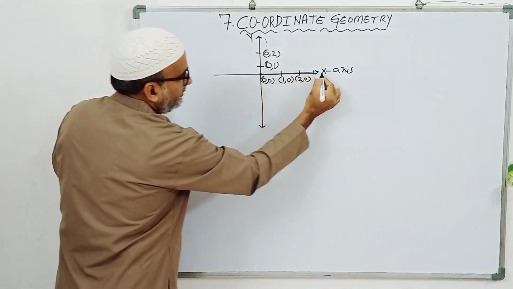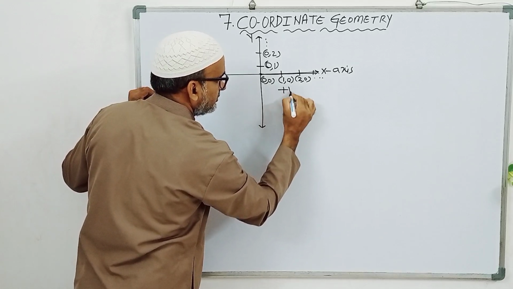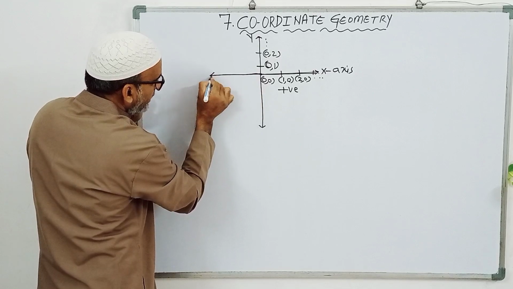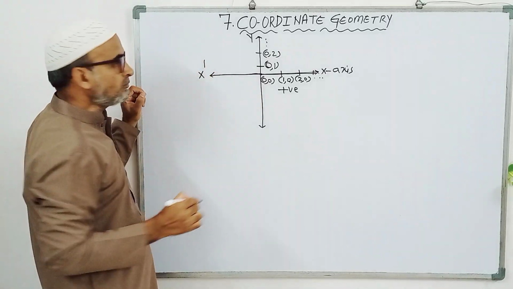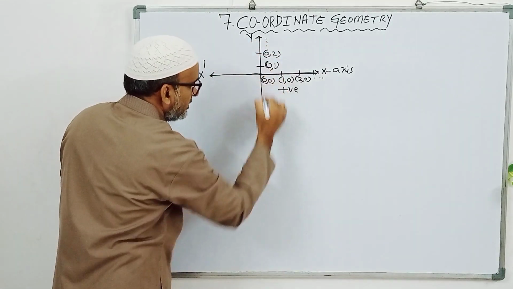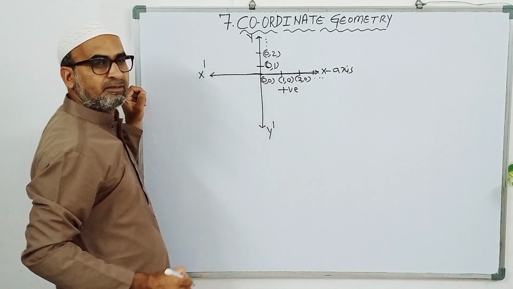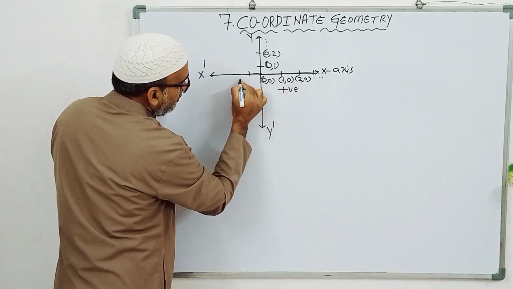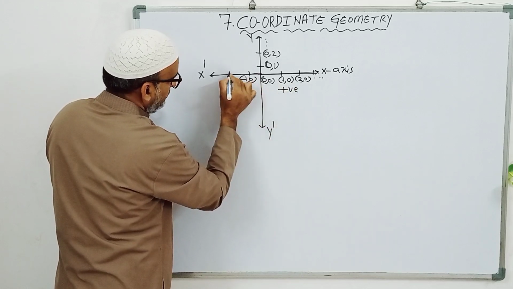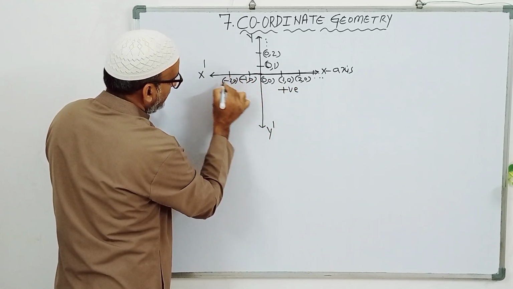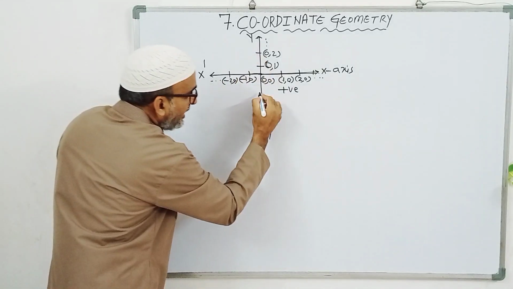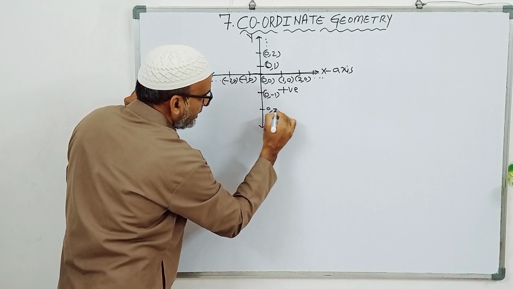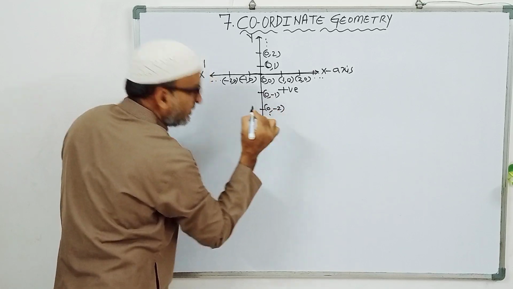This is the starting point. This is positive x-axis. If you go this side, this is negative x-axis, that is x dash. This is positive y-axis. If you go down, y dash. Here the points on x-axis only: 1, 0, minus 1, 0, minus 2, 0. Like that many points. On y-axis: 0, minus 1, 0, minus 2. Like this many points will be.